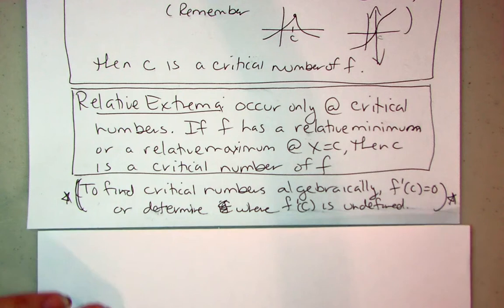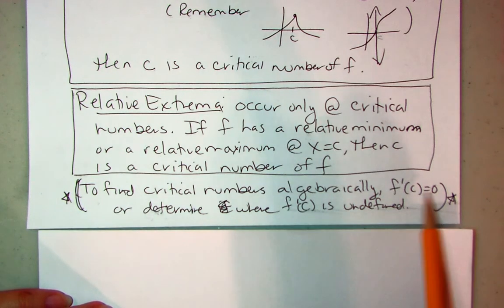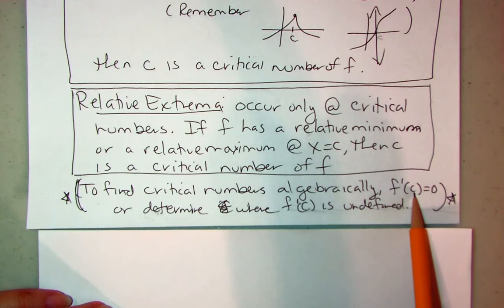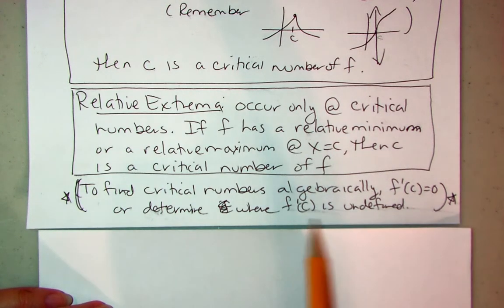Here's a note. To find critical numbers algebraically, take the first derivative, set it equal to 0, and find out which values make that true. Or determine where f prime of c is undefined.